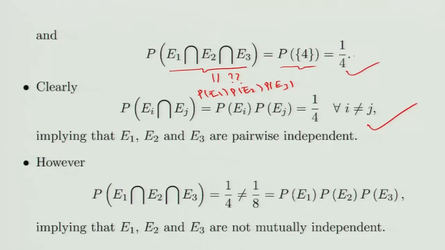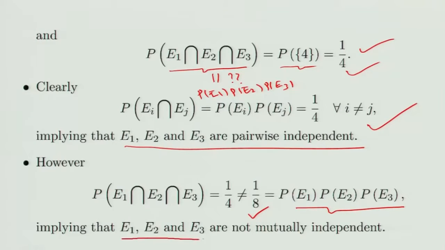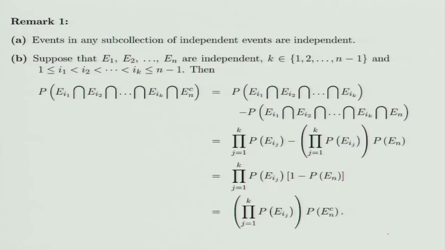But that doesn't happen, because this is 1 by 4, and if I look at probability of E1 into probability of E2 into probability of E3, that turns out to be 1 by 8. So this is an example where events E1, E2, E3 are pairwise independent, but E1, E2, E3 are not mutually independent. Now let's look at some useful remarks.